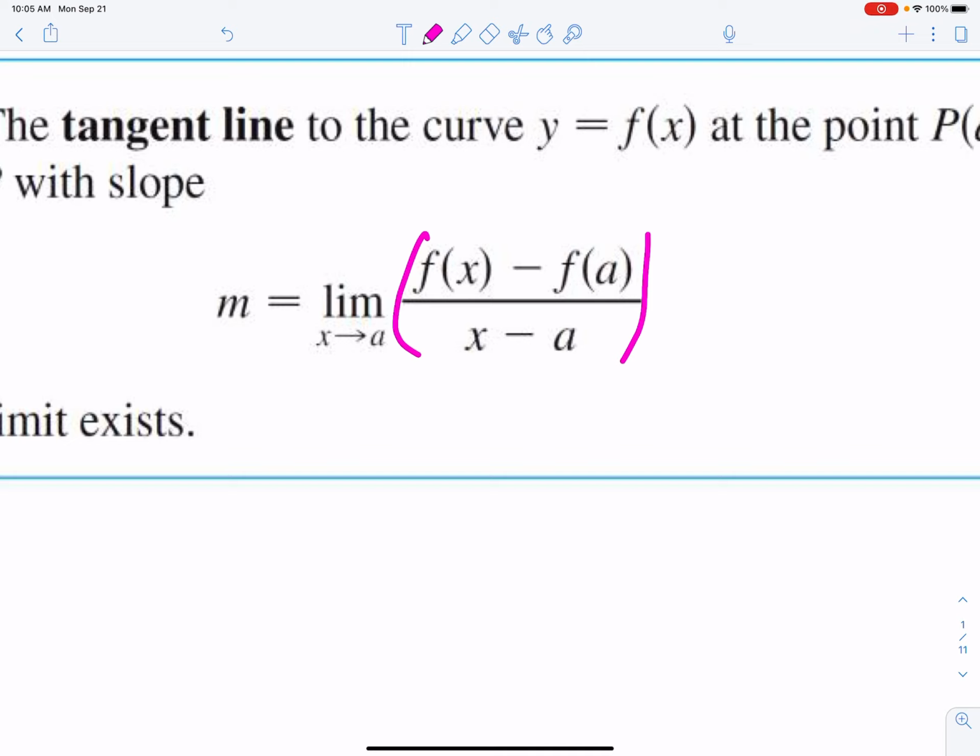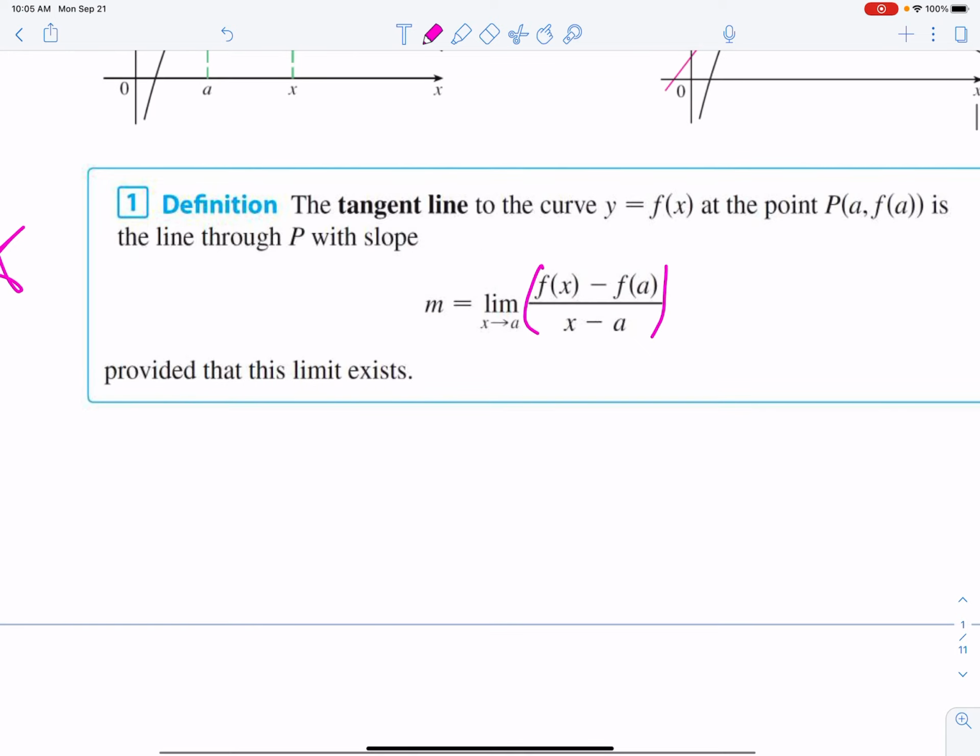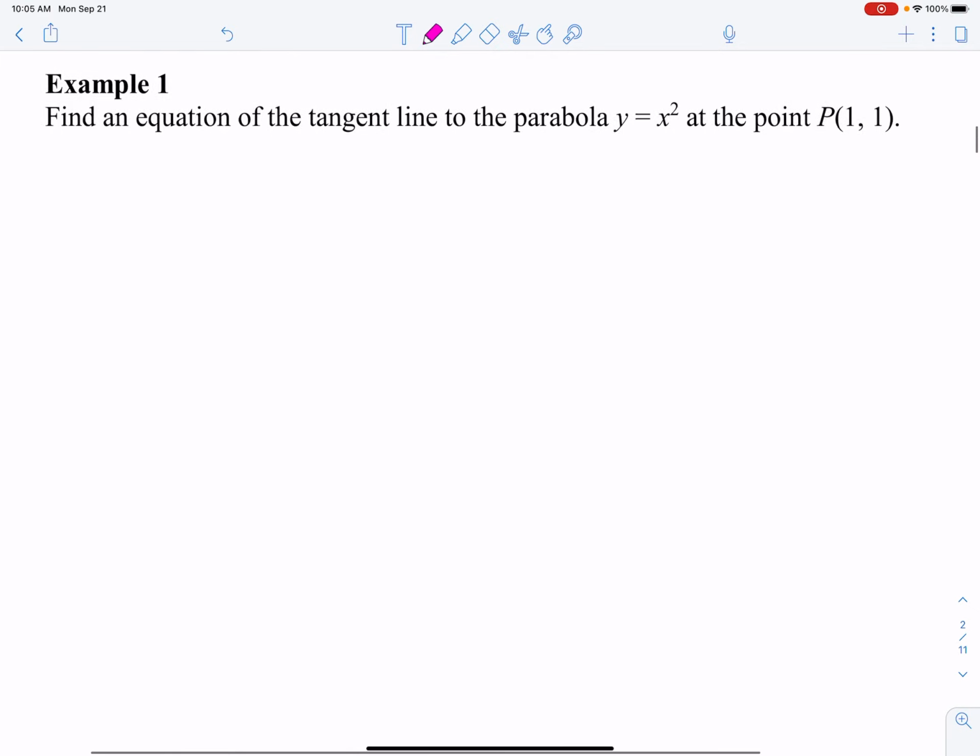They'll give you some function. You're going to plug in an x and an a, do all this stuff, and take the limit as x approaches a, of course, provided this limit exists. So this is what we're going to do with this, and this is how we're going to apply it.